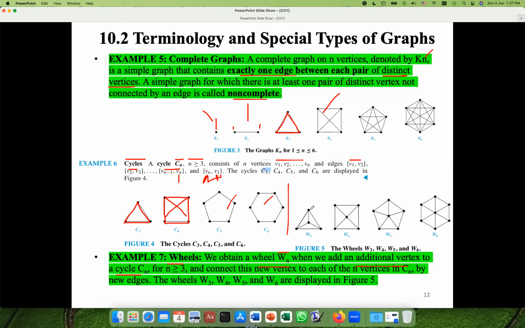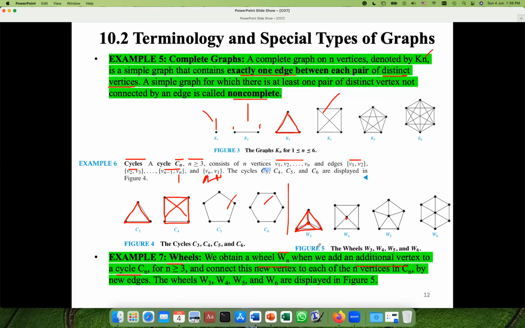For example, if this is a cycle C3, you introduce a node here, and then you connect all these nodes to this vertex. That will complete the wheel. That will complete the definition of a wheel. This is W3. Similarly, you can do W4, W5 and W6.